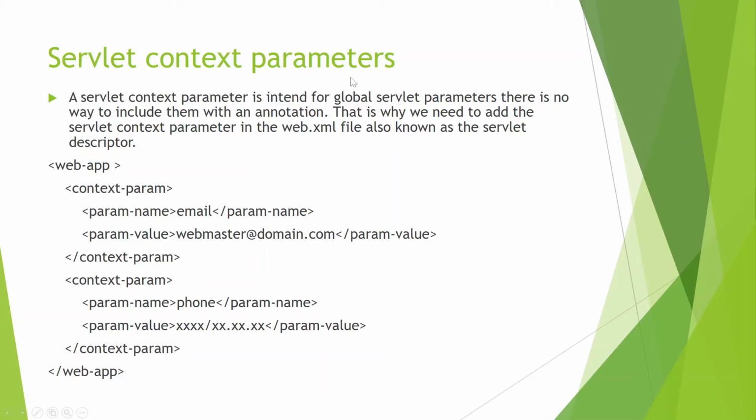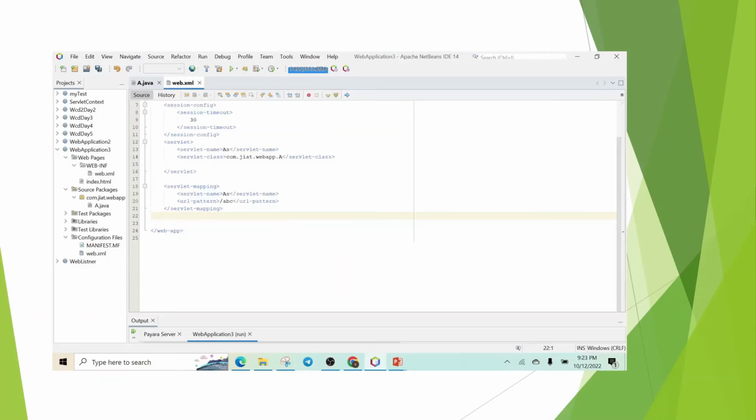Servlet context parameters. Servlet context parameters are intended for global servlet parameters. There is no way to include them with an annotation. That is why we need to add the servlet context parameters in the web.xml file, also known as the servlet descriptor. This is an example for that.